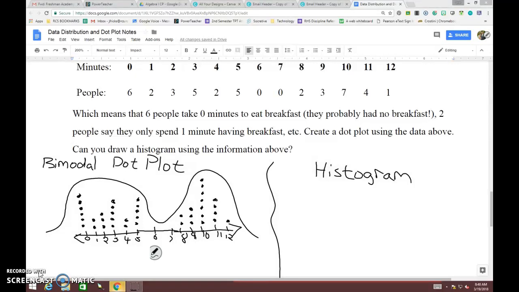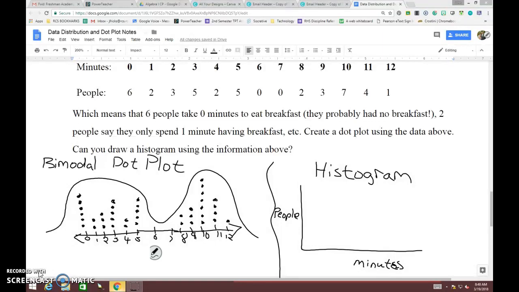All right, so then we do the same thing with histogram, except histogram is going to be like a bar graph in some ways. Okay, so here you're going to have an X and Y axis. And then with this one, you're going to still do the same thing. You put your constant rate of change on bottom, which here would be minutes. And then on the side, we would have our change or our frequency, which would be people. And then we would label out our time.